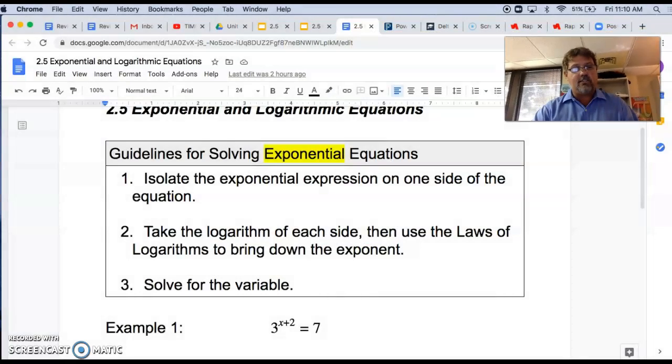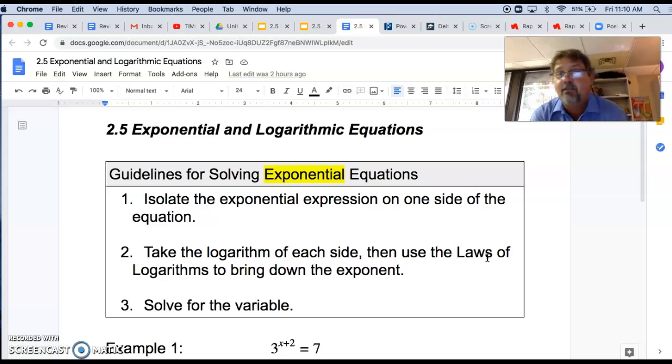And I'm going to try to make note of the properties I use as I go through them to help you out. We have a set of guidelines here, sort of an algorithm for breaking this stuff down. It says exponential and logarithmic equations, so we're just starting on the exponentials now. And it says, first thing you always do, it doesn't say that, but I'm saying it: isolate the exponential expression on one side of the equation.